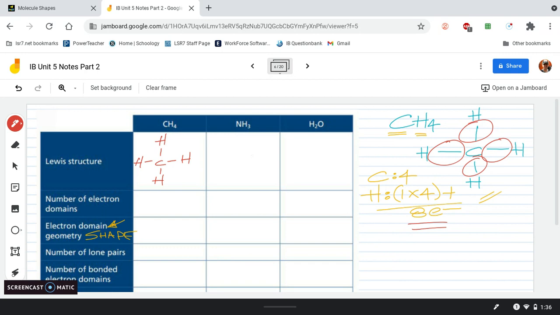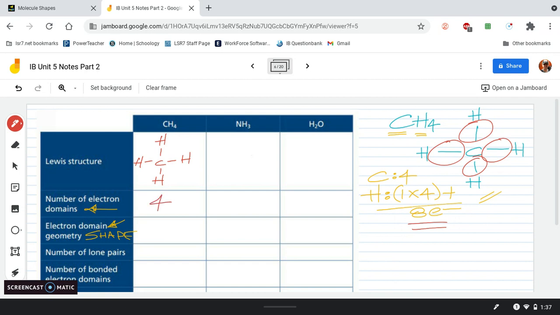Okay, so number of electron domains. An electron domain is a bond or a lone pair, and it doesn't matter what kind of bond it is. It can be a double, a single, or a triple, and those are all one electron domain. So the easiest way to do electron domains is to just look at how many things are attached to the central atom. So the central atom has 1, 2, 3, 4 things attached. So those are 4 electron domains. So the number of electron domains are just the things stuck to the middle.